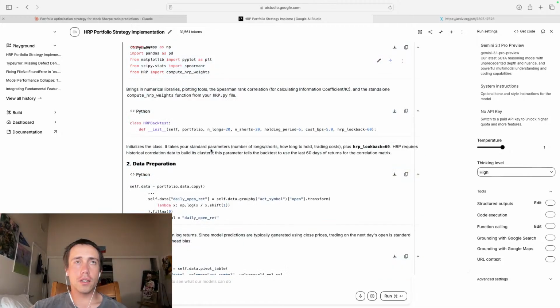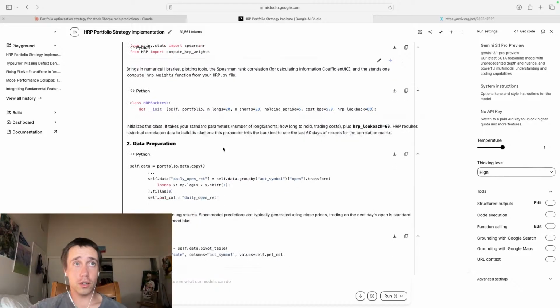Initializes the class. It takes your standard parameters, number of long shorts, holding period, cost BPS, HRP lookback. That's something I might want to change. So this is using 60 days.